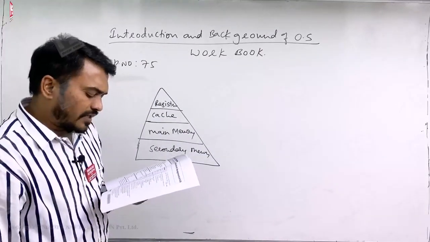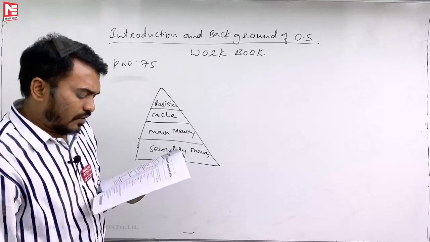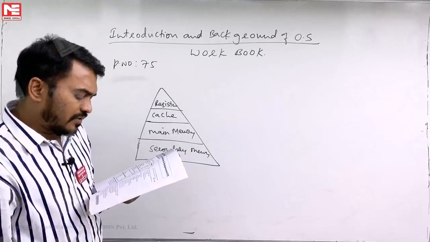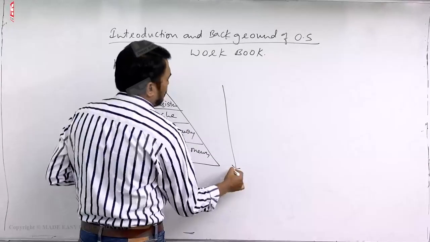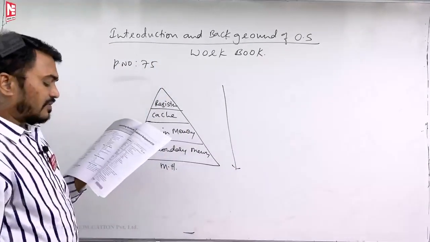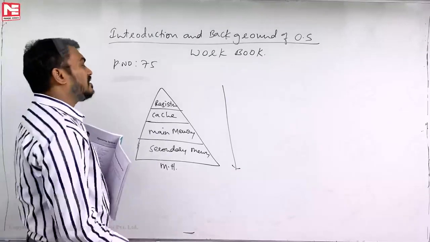What is this saying? It asks whether it is false: access time decreases. Okay, look here, we are moving from register to hard disk. So when you come from the top to here, what does it say? It says access time decreases. No, access time increases. Why?